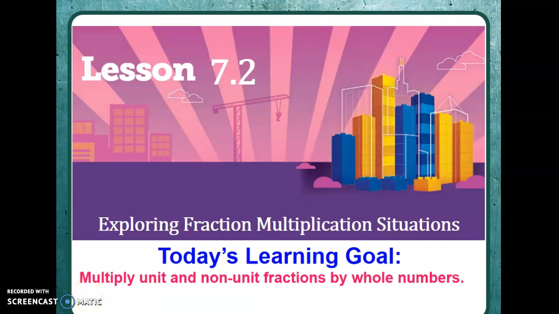Hello friends, today's math lesson is 7.2, Exploring Fraction Multiplication Situations. Today's learning goal is to multiply unit and non-unit fractions by whole numbers.